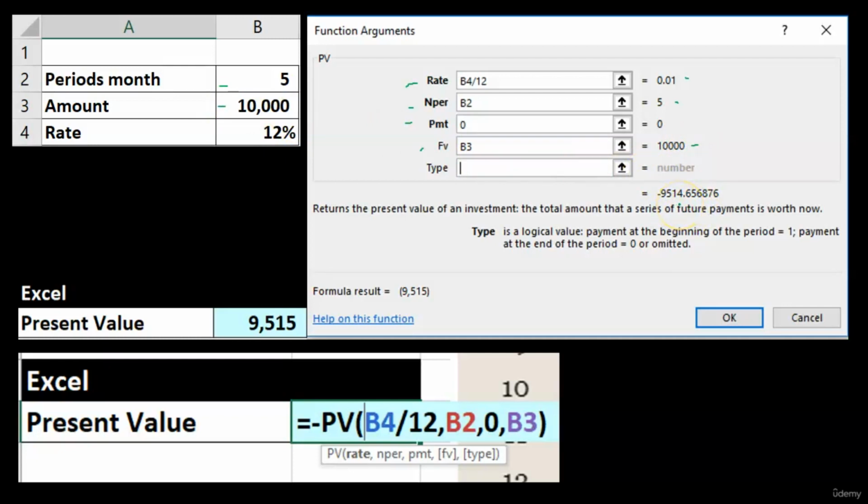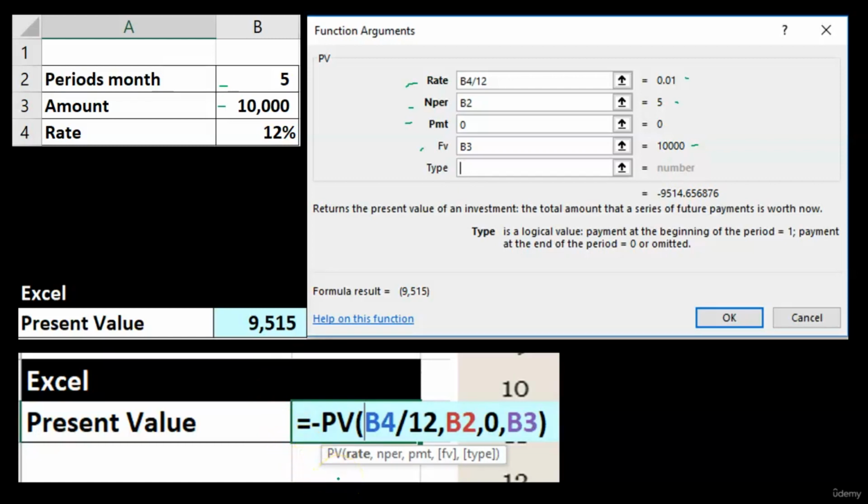It's being shown as a negative. It's not even as well. That's okay. It's a negative. Excel will then round it to whatever we decide to round it to. In this case, a whole number, 9515.